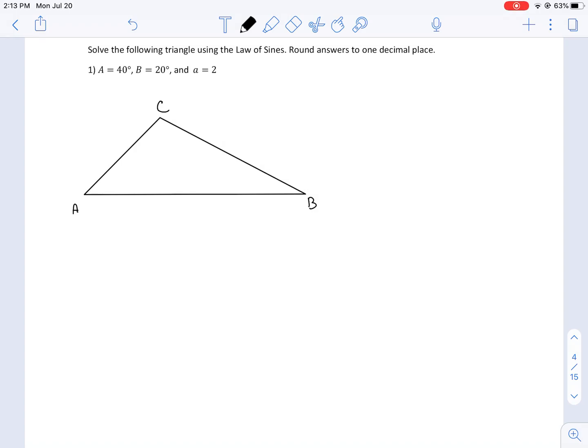Hello class, in this video I'll be applying the law of sines to find the missing side lengths and angles of a triangle. Let's begin. Solve the following triangle using the law of sines. Round answers to one decimal place.